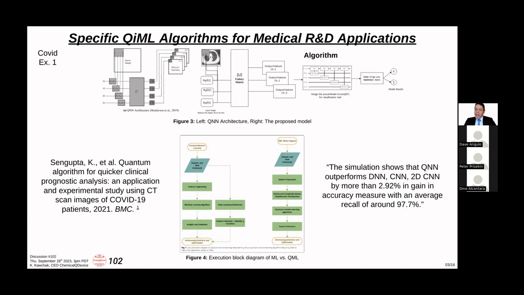So they said they were able to get an average accuracy gain of 2.9% out of this, and then an average recall of around 97.7. So it's important with a lot of these.